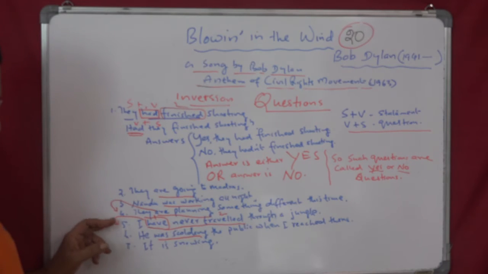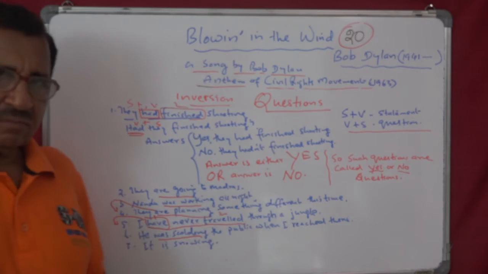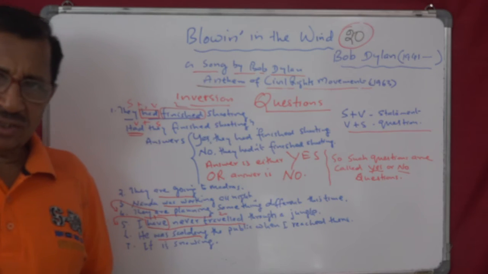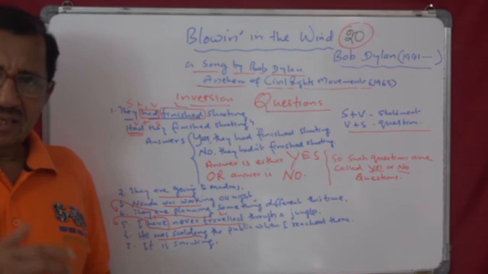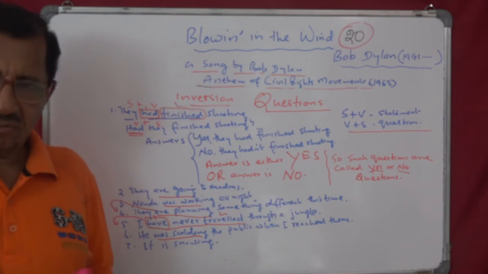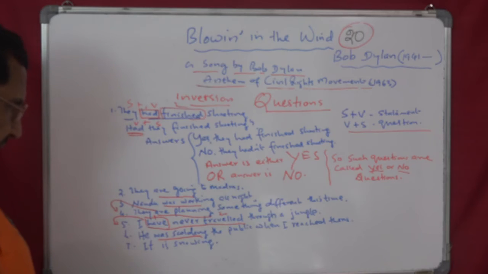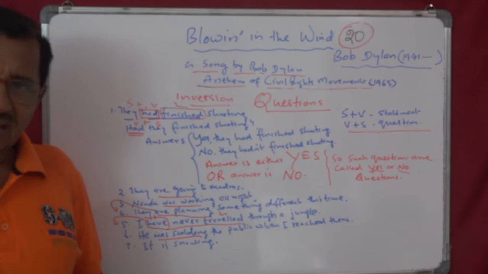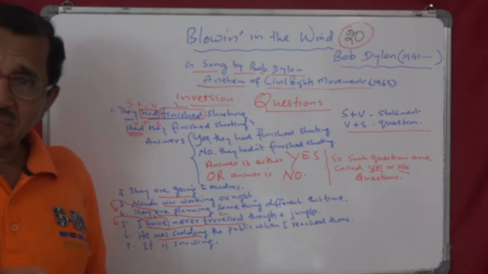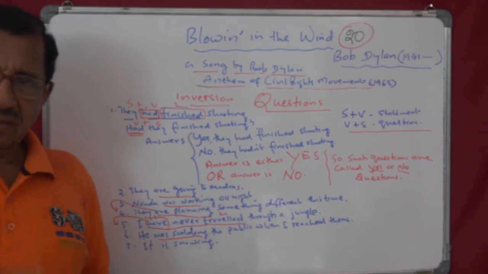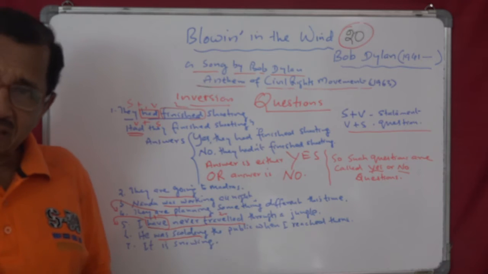Next one. Nandu was working all night. Was Nandu working all night? Question. Answer. Yes, Nandu was working all night. Or no, Nandu was not working all night. They are planning something. Are they planning something different this time? Yes, they are planning something. No, they aren't planning something.